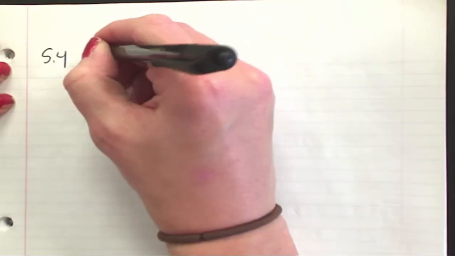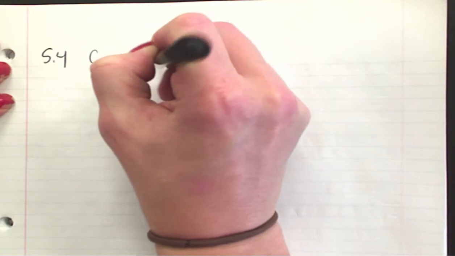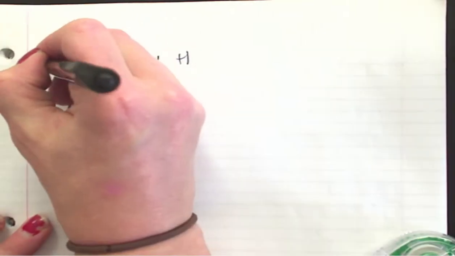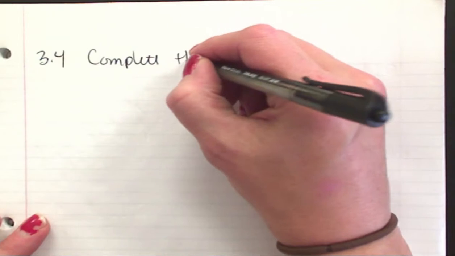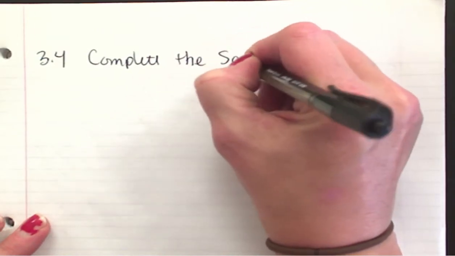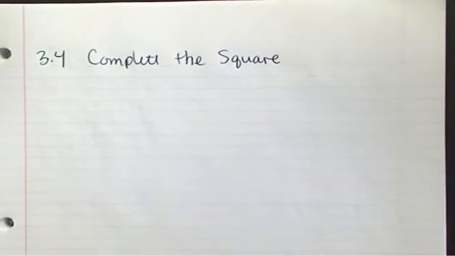All right, 5.4. Complete the square. Oh, so I don't know why I said 5. 3.4. Complete the square. The skill.